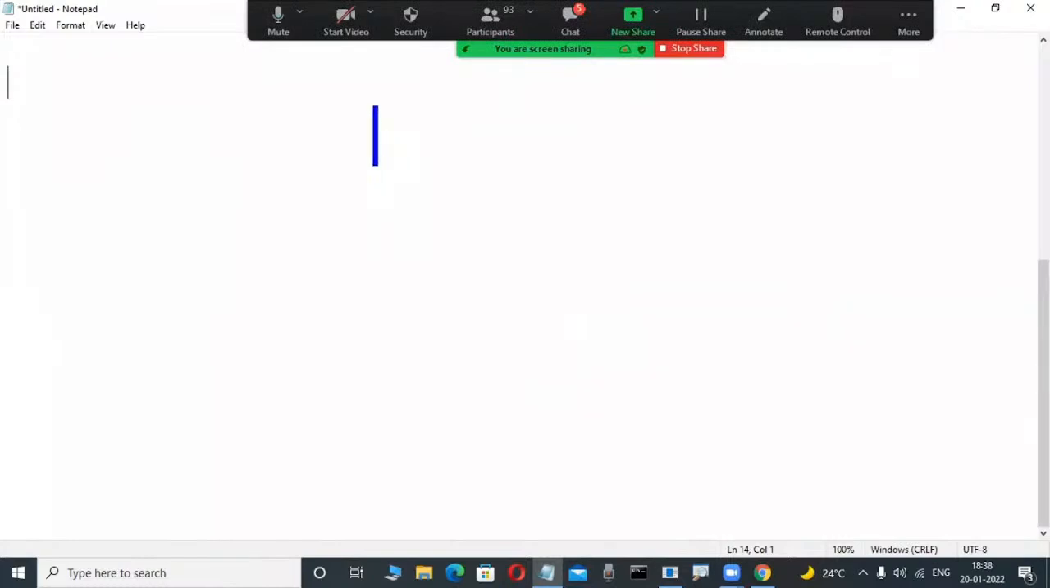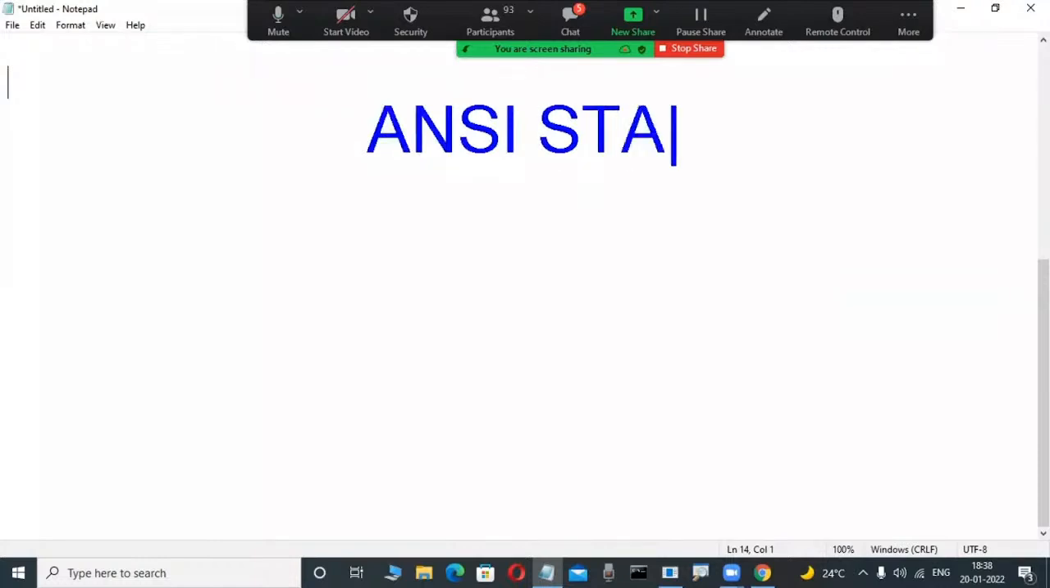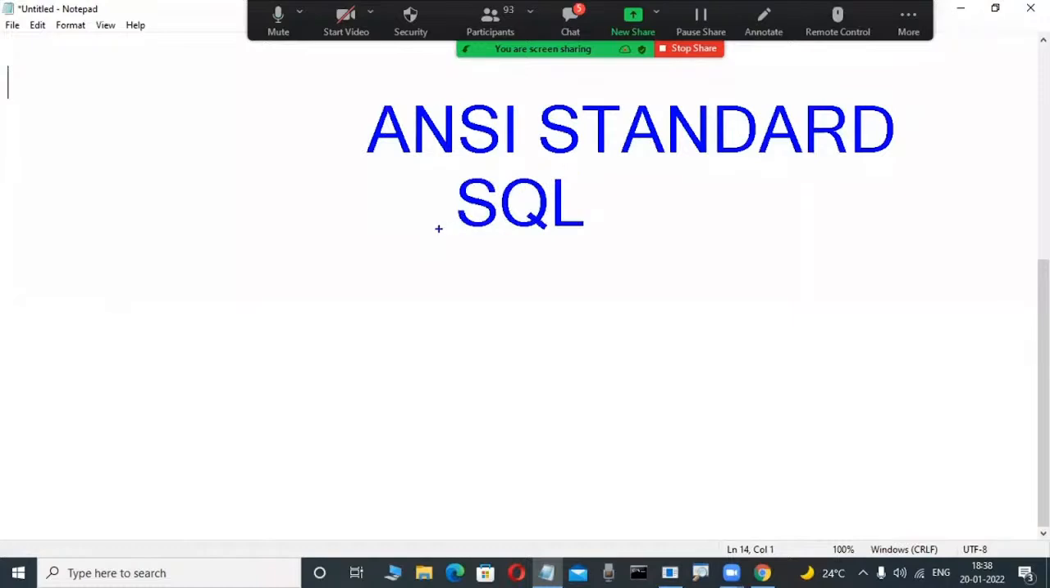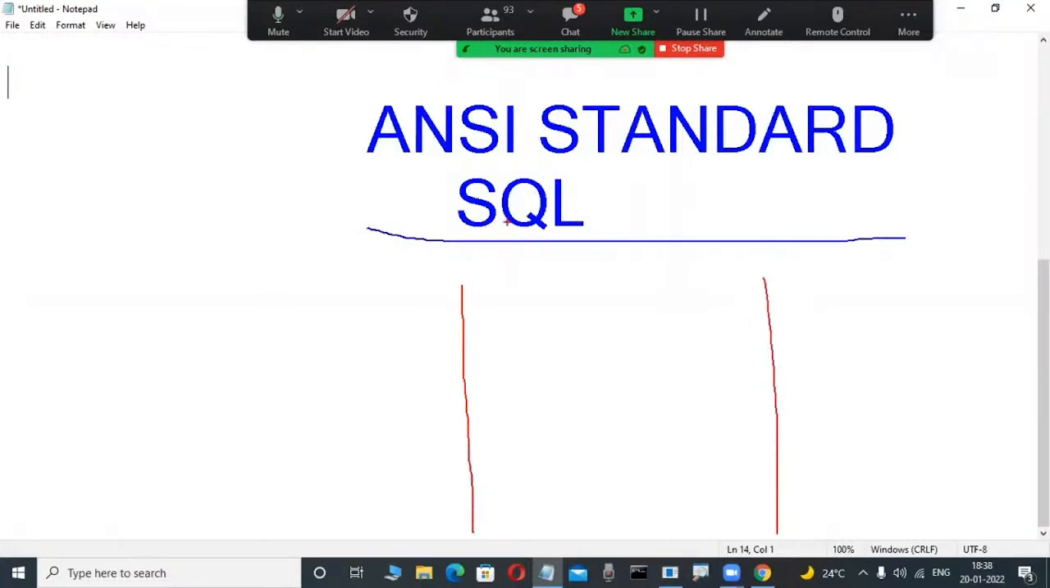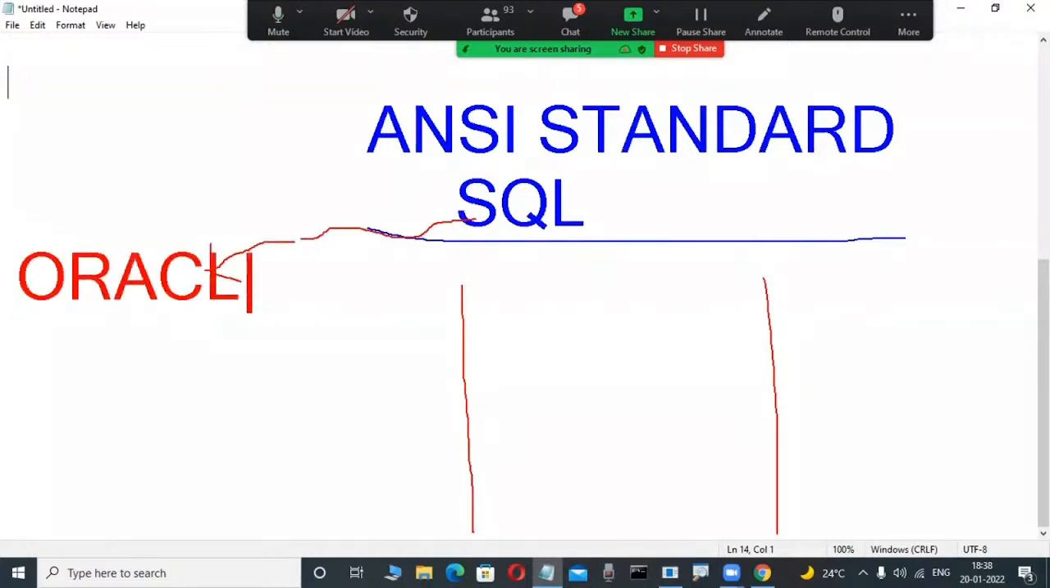SQL is an ANSI standard language. ANSI is the American National Standards Institute, defining some standards for the SQL language. From this ANSI standard language, we can operate all the relational databases. I agree, but unfortunately, from this ANSI standard SQL language, Oracle Corporation created their own SQL that is called Oracle SQL. That is important. So many fellows don't know that.